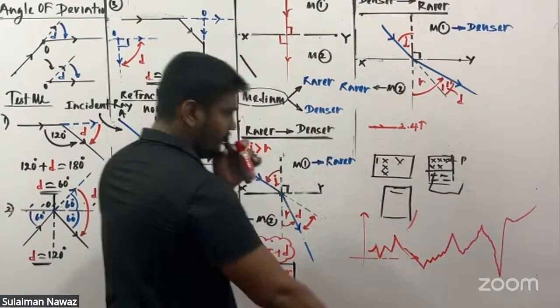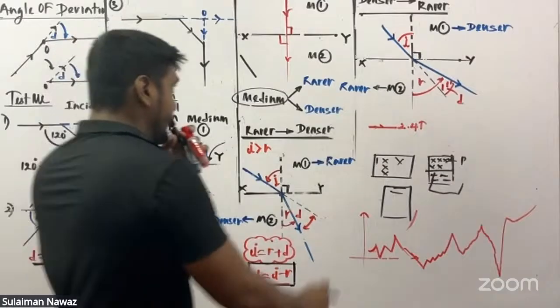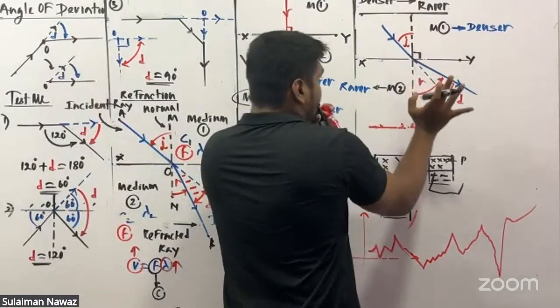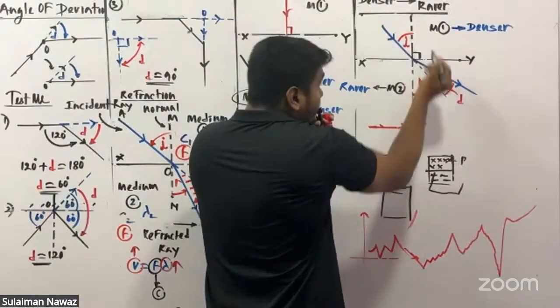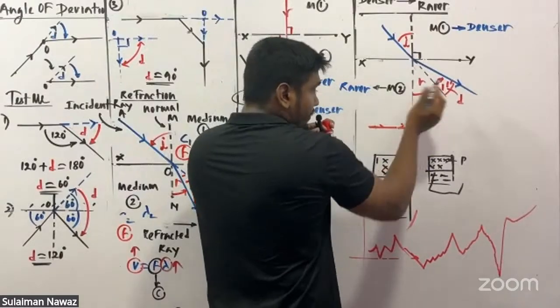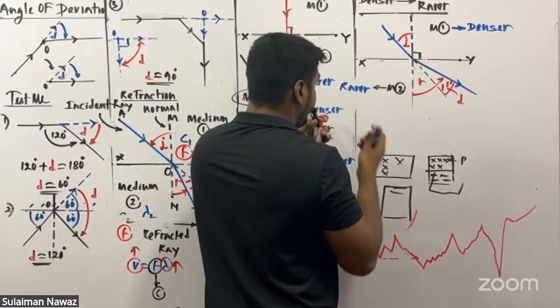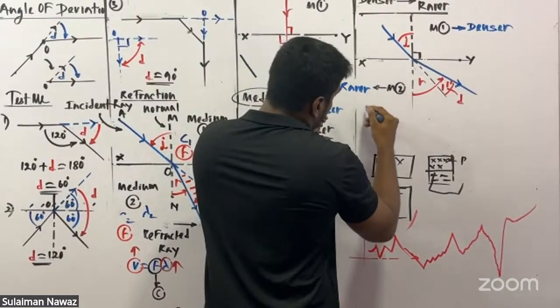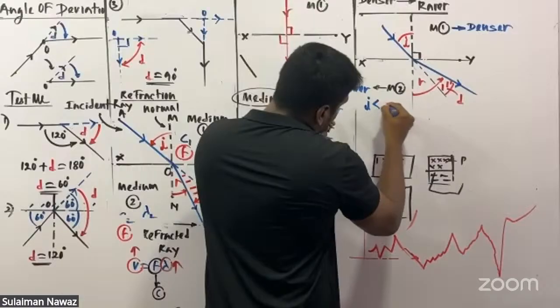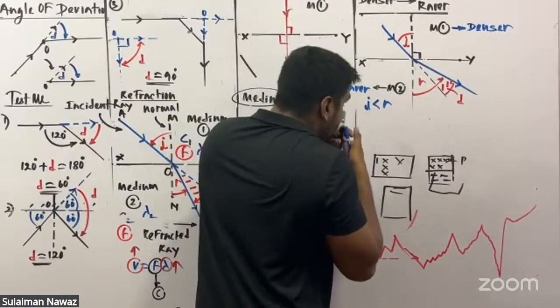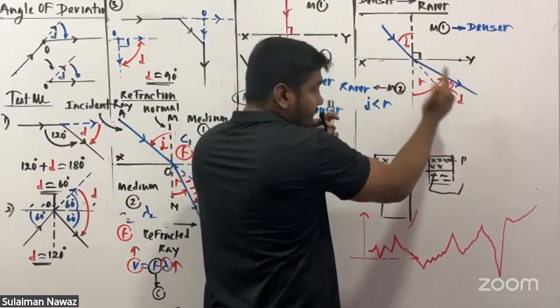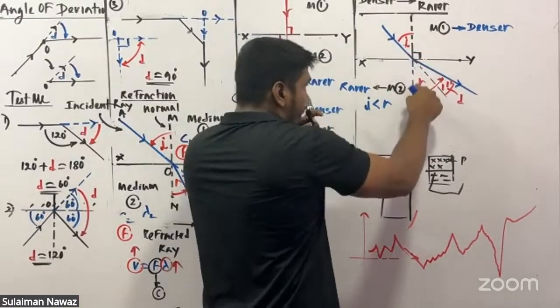Okay. So here, in the denser area, when you compare with the incident angle, your R is greater. So we can say that R is larger than I. That means I is smaller, R is larger. What is the relationship between I, R, and angle of deviation D?